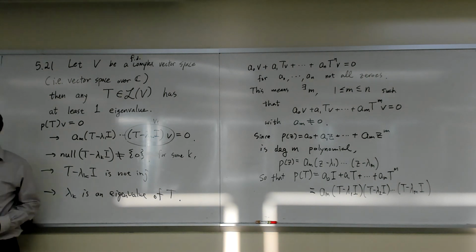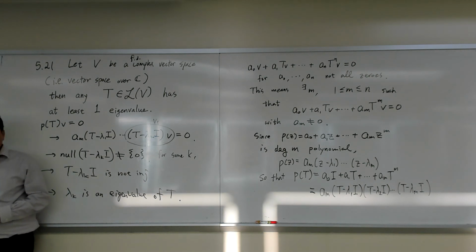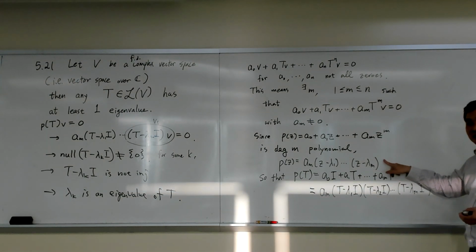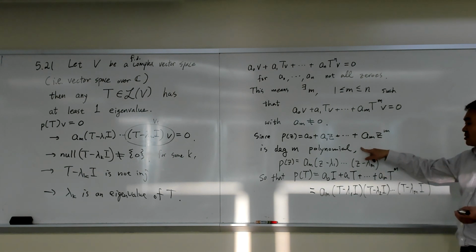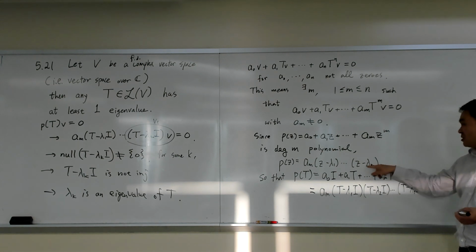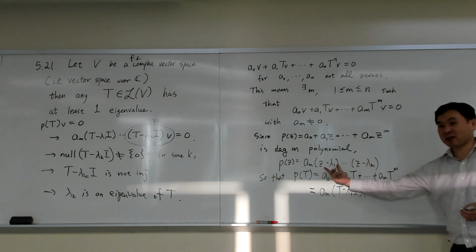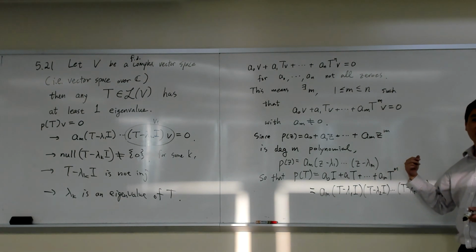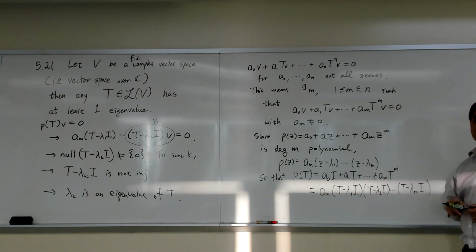Can you think about that? Where did we use the fact that the base field is C? It's here. Because can polynomials be factored into linear factors over R? Not always, right?